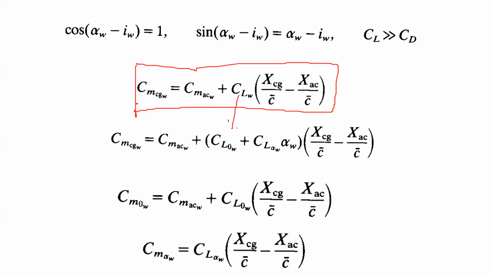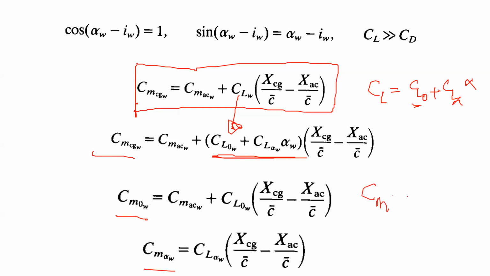we simply substitute CL is equal to CL naught plus CL alpha times alpha right here. Okay, and since CL naught is a constant, the equation overall has two parts: things which are constant when the angle of attack changes, and the slope. So overall, this entire equation can be written as Cm naught plus Cm alpha times alpha.